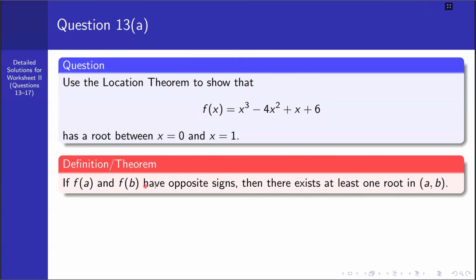If f of a and f of b have opposite signs, then there exists at least one root between a and b. That means when a and b are any two real numbers, whether a is less than b or a is greater than b, if the product of the functional values of a and b with respect to the given function f of x is negative, strictly less than 0, that is an indication of the existence of at least one root for the given function f of x.